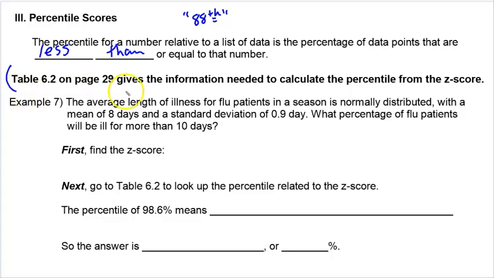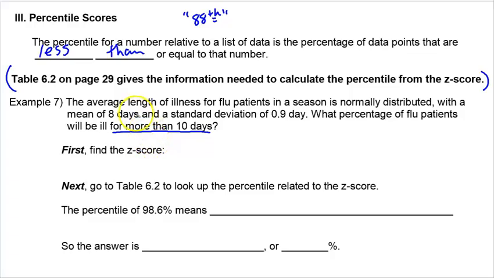And this table 6.2 that's provided in your text is going to be huge, because once we find a z-score, we'll be able to look up that number and determine the percentile score. So this is going to use the z-score formula. Let's take a look at example number 7. The average length of illness for flu patients is normally distributed. There's a mean of 8 days and a standard deviation of 0.9. What percentage of flu patients will be ill for more than 10 days?